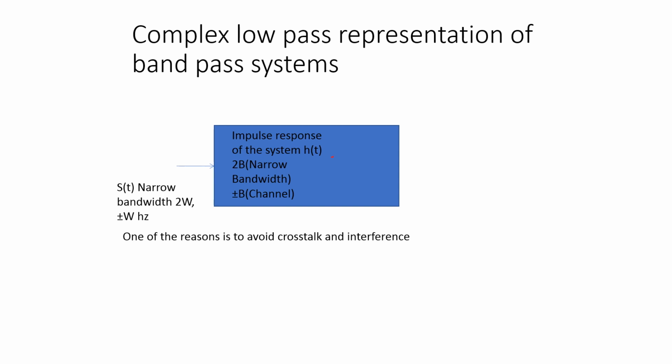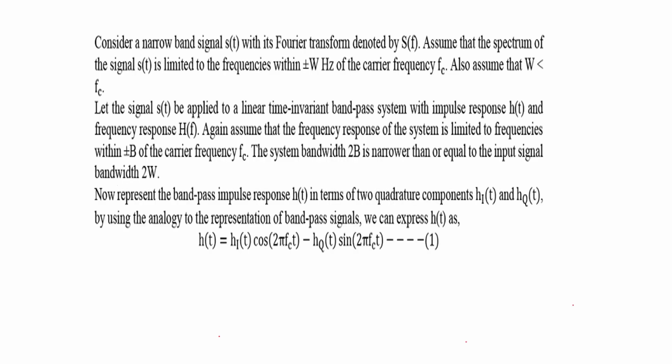So again, in this case we are converting band pass to low pass. Next, what is s of t? s of t is the narrow band signal.